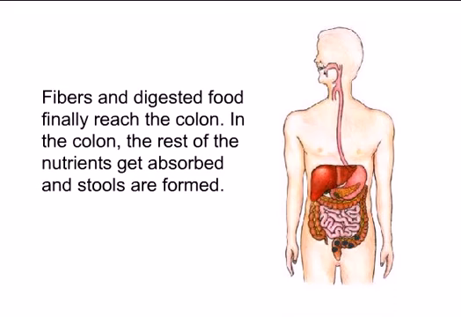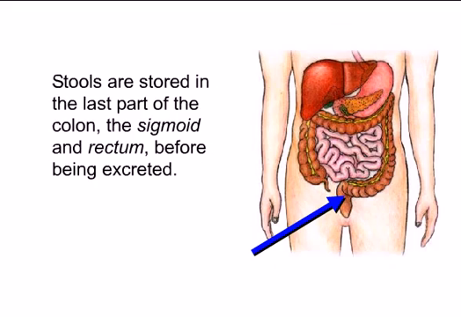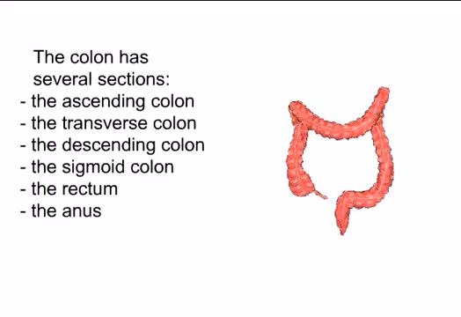Fibers and digested food finally reach the colon. In the colon, the rest of the nutrients get absorbed and stools are formed. Stools are stored in the last part of the colon, the sigmoid and rectum, before being excreted. The colon has several sections: the ascending colon, the transverse colon, the descending colon, the sigmoid colon, the rectum, and the anus.